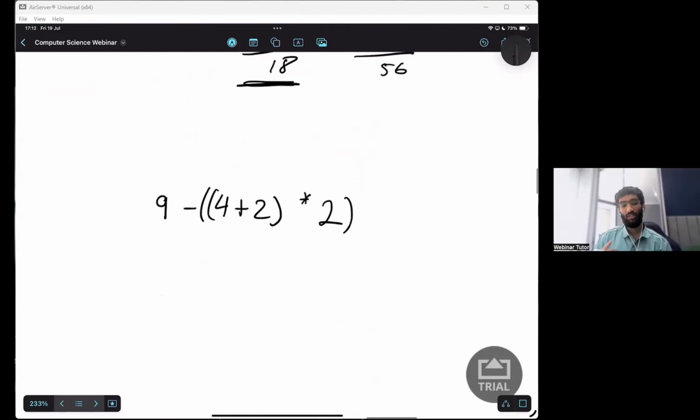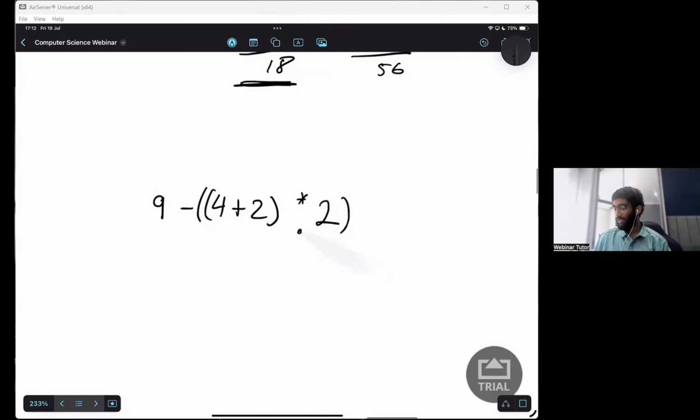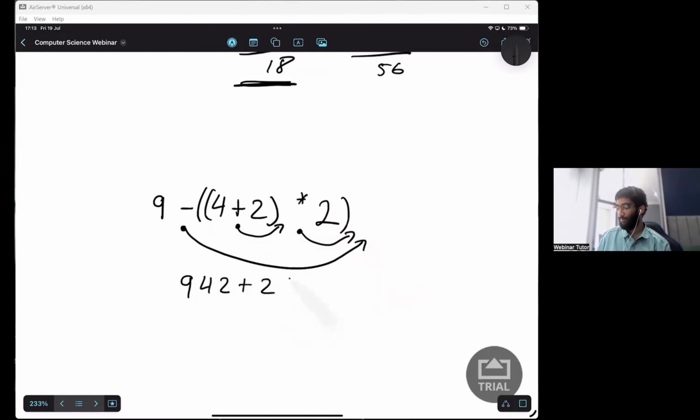And now this one. This one is slightly harder. I'm going to give you guys a 10-second head start if you want to try it out. Starting from the right-hand side, we're going to move over here, take the operator, move it out, move over, find the operator, move it out, move over, find the operator, move this one out. And we rewrite it without the brackets. We get 9, 4, 2, plus, 2, multiplied, negative.